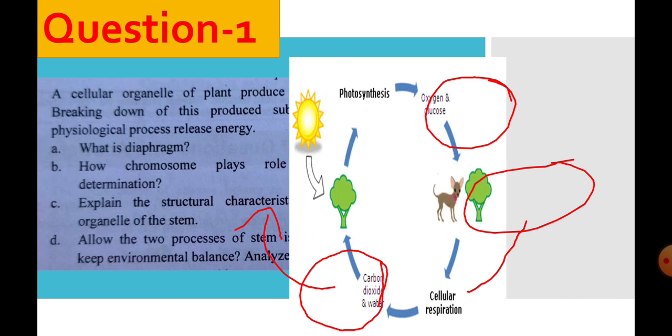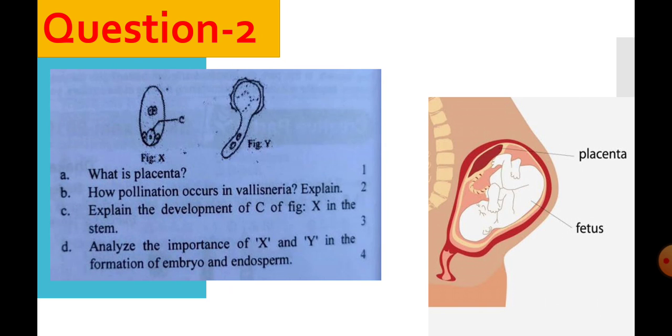Then let's go to the next question. In question 2, in A, here it is: what is placenta? From chapter 11 of your book, that is reproduction. So what is placenta? You have already known or heard about placenta. Placenta is a temporary organ formed during pregnancy, which protects and nourishes the fetus.